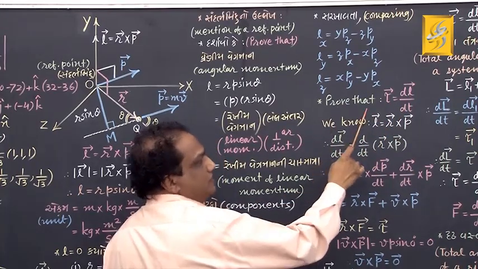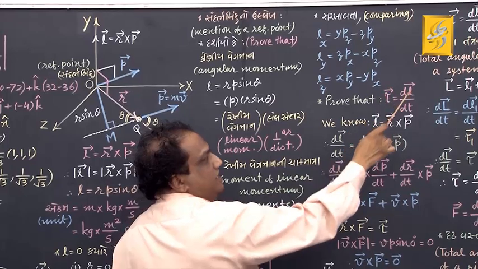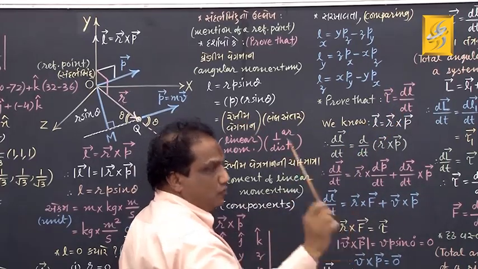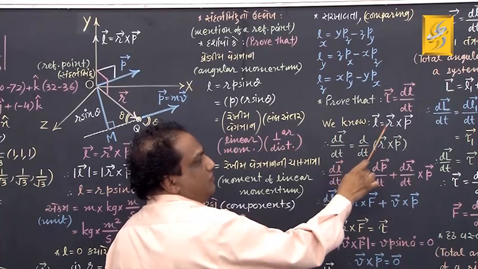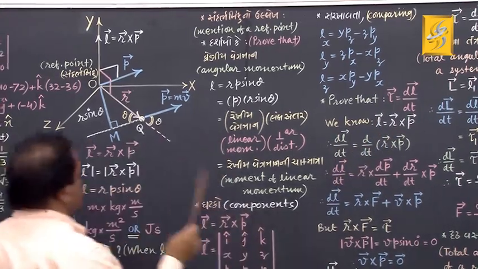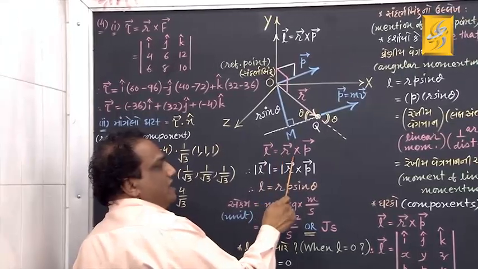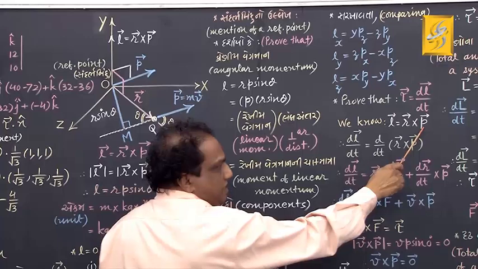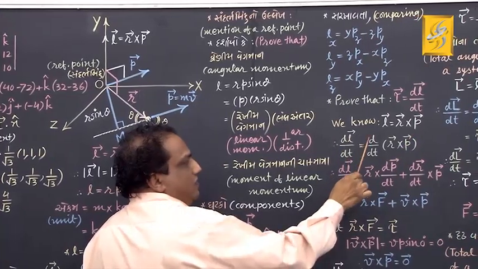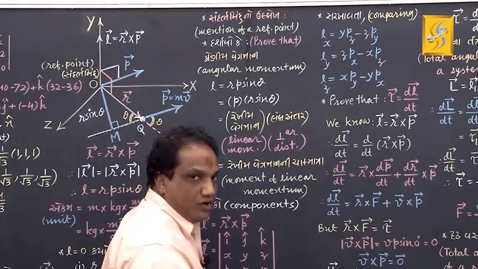Now, let us prove this result: vector tau equals vector dL by dt. Start with the basic definition. We know vector L equals vector r cross vector p. Just take d by dt on both the sides.